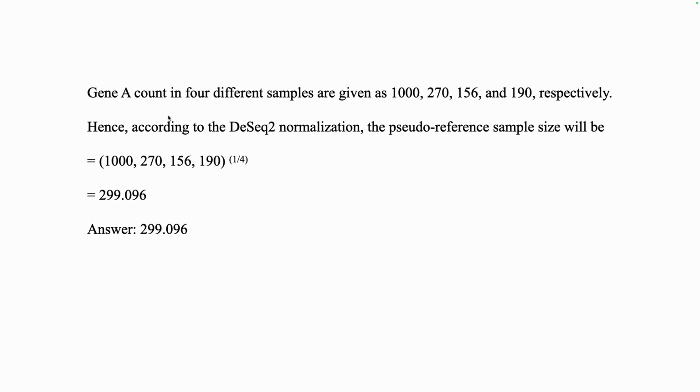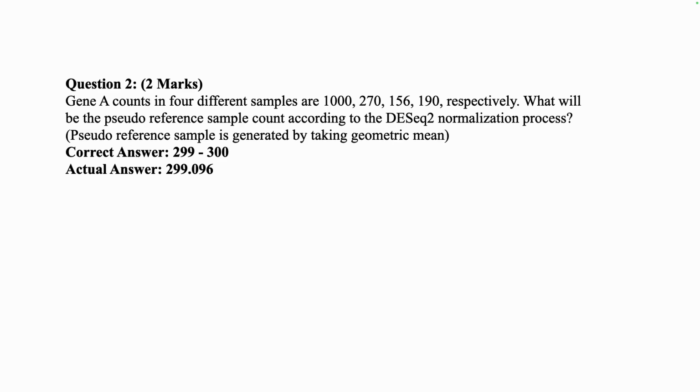Since there are different gene counts given for different samples, for this normalization method we first try to find a pseudo reference sample size. We can then compare or normalize based on this pseudo reference sample size. For that we need to take the geometric mean, and if we take the geometric mean of these values, we'll get 199.096. In this you can give a range between 199 to 200, but the correct value is 199.096.